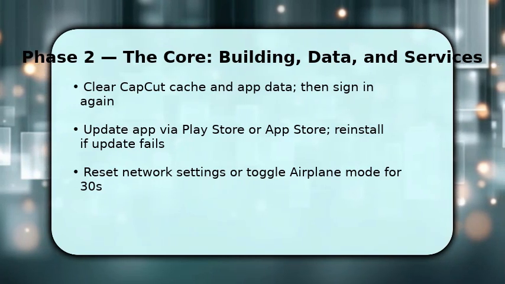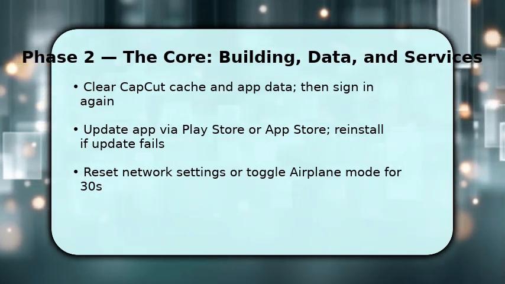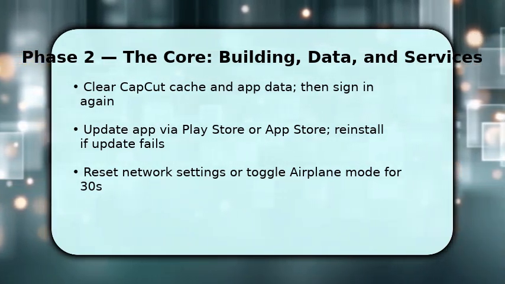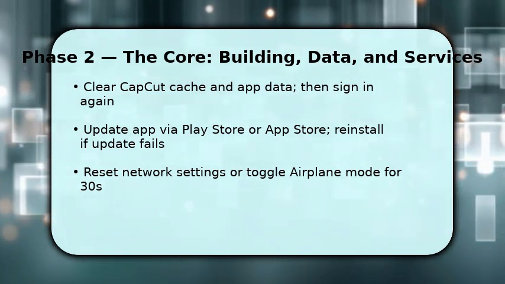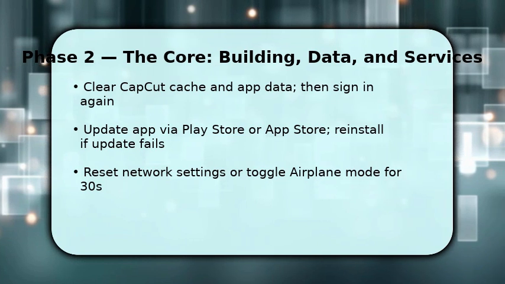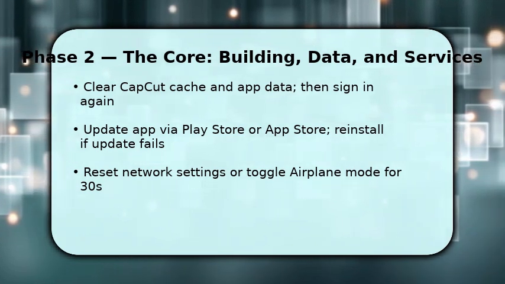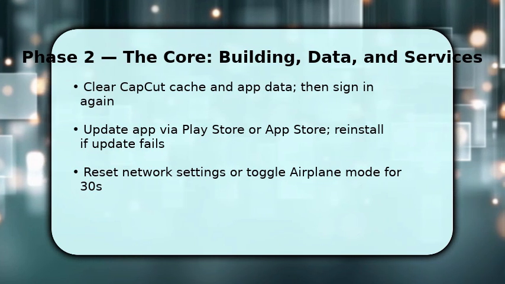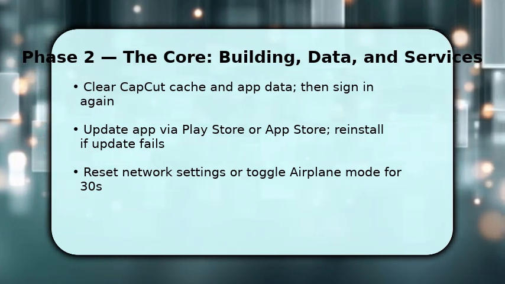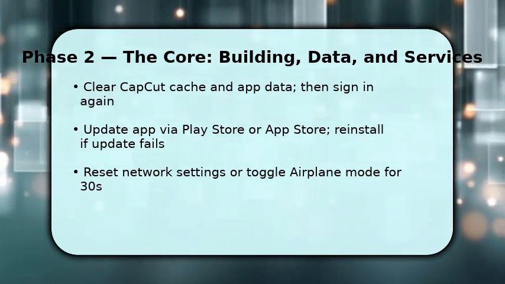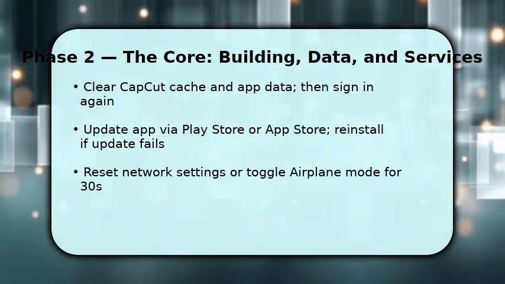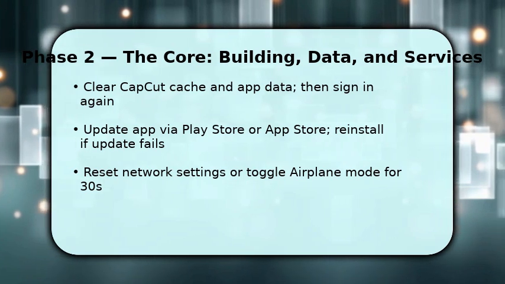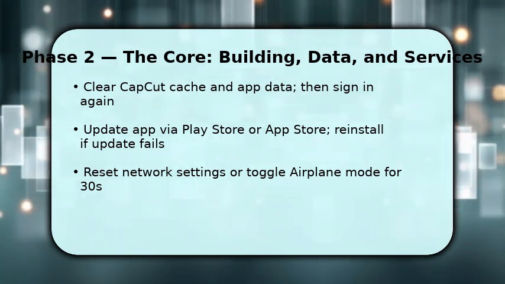Now you move into deeper fixes. Clear CapCut's cache and app data to remove corrupt files, then sign back in so settings refresh. If that doesn't help, update CapCut from the store. An outdated client often fails to reach servers. If update errors persist, uninstall and reinstall the app. For stubborn network quirks, reset network settings or flip airplane mode on for 30 seconds to force reauthentication. These steps address client, server handshake, and local networking issues.